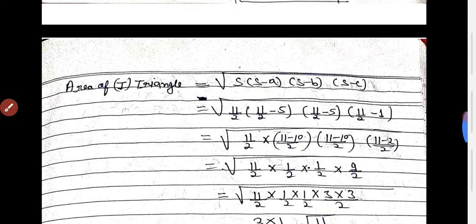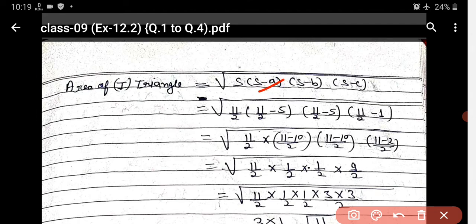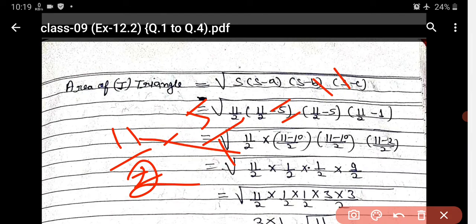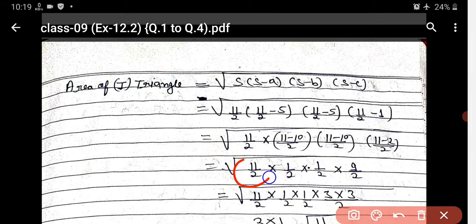Now the area of the first triangle: just apply Heron's formula, under root S into (S minus A) into (S minus B) into (S minus C). Put the value of S as 11 by 2, A as 5, B as 5, and C as 1. Now just solve. It is 11 by 2 minus 5. So we can put 1 here. Now just do cross multiply. 11 ones are 11, 5 twos are 10, and 2 ones are 2. What will you get here? 11 minus 10, it is 1 upon 2. So you will get 11 by 2 as it is. Here you get 1 by 2, 1 by 2. Here also you will get 11 minus 2, that is 9 by 2.